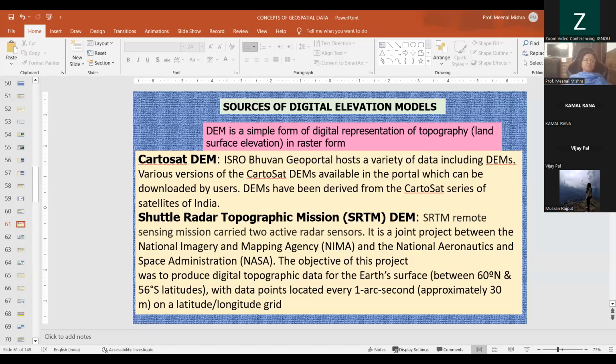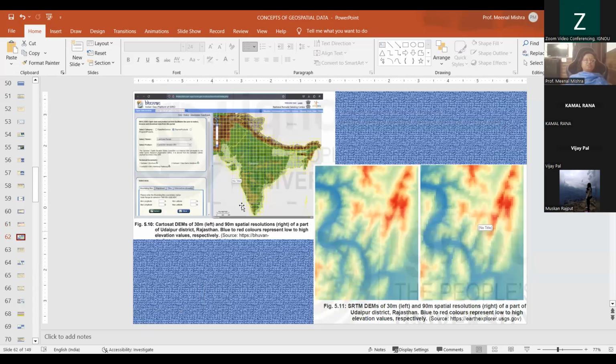So this is the Cartosat DEM, the screenshot from Bhuvan's portal. And this is the SRTM DEM, this one is 30 meters resolution, and this is 90 meters resolution, of this Udaipur city.